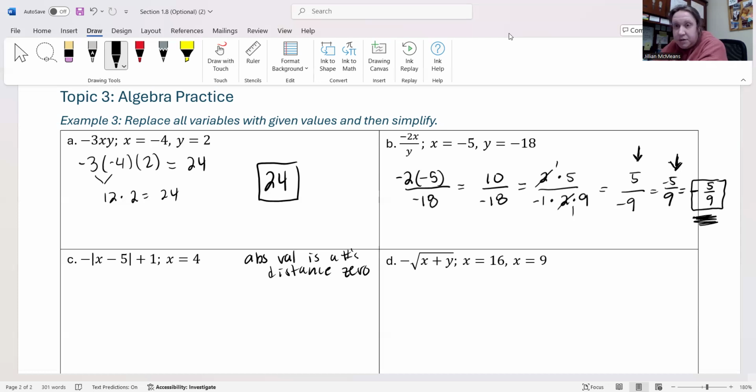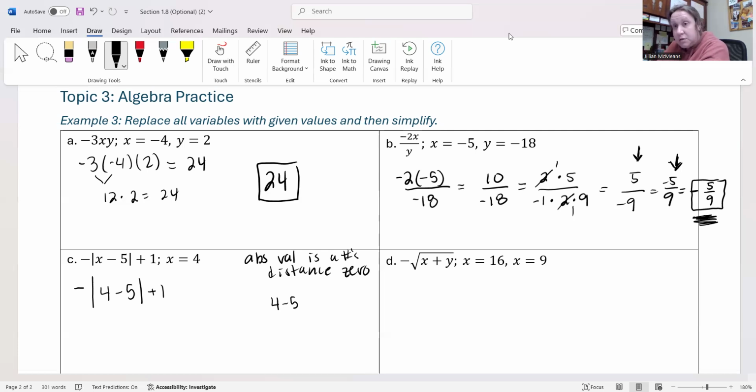So what we want to do here is take the negative absolute value of x minus 5. To that, we're going to add a 1. So anywhere I see an x, I'm going to replace it with a 4. Do note that we have a negative in front of the absolute value bar. Inside the absolute value, I have 4 minus 5. And then outside, I have that plus 1. So if you need to do the 4 minus 5 on the side, hopefully you've practiced this and it's getting easier to do mentally, but if you need to write it out, that's fine.